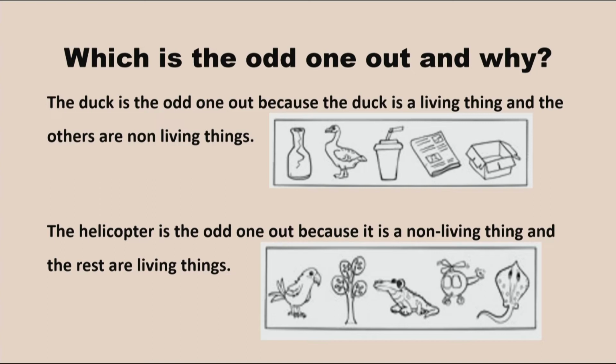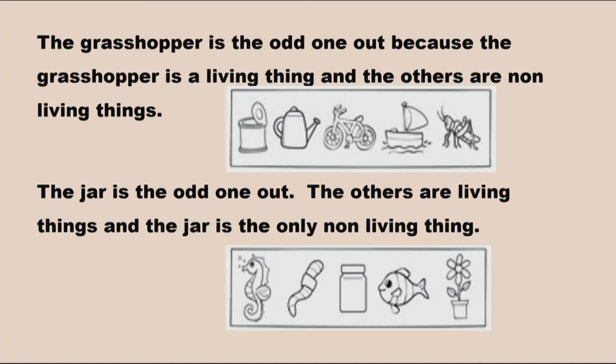The second one, we have a bird, a tree, a crocodile, a helicopter, and a stingray. Which one should not be in the set? Great, the helicopter, because it is a non-living thing and the rest are living things. Our third set, we have a can, a watering can, a bicycle, a boat, and a grasshopper. The grasshopper is the odd one out because the grasshopper is a living thing and the others are non-living things.